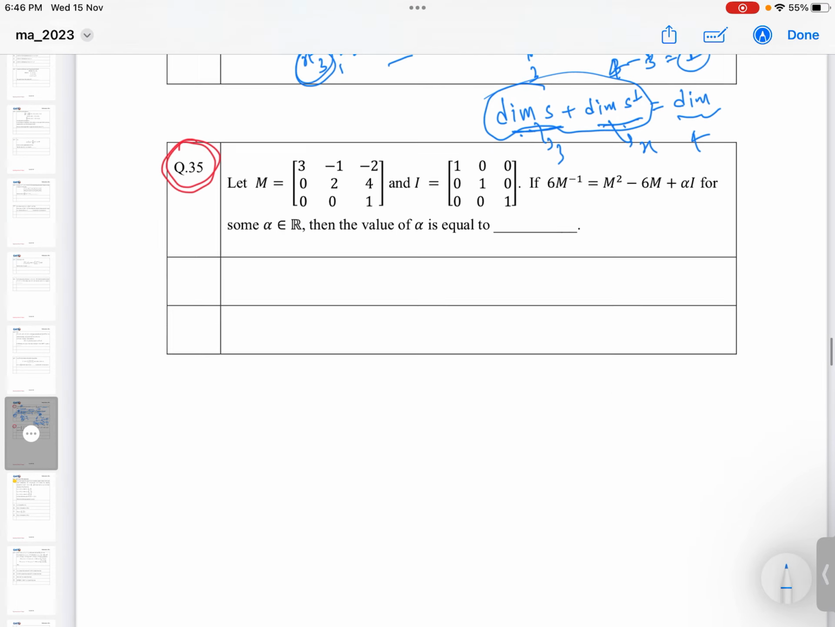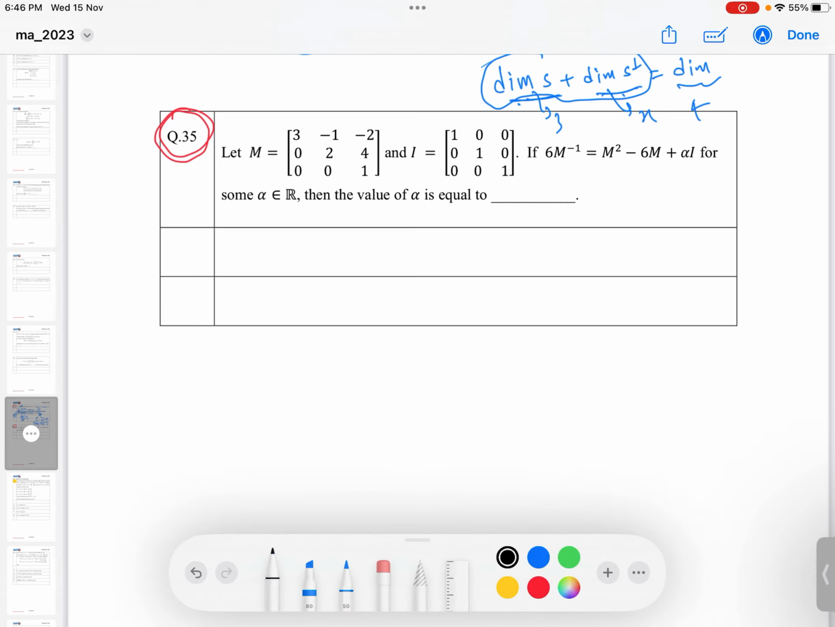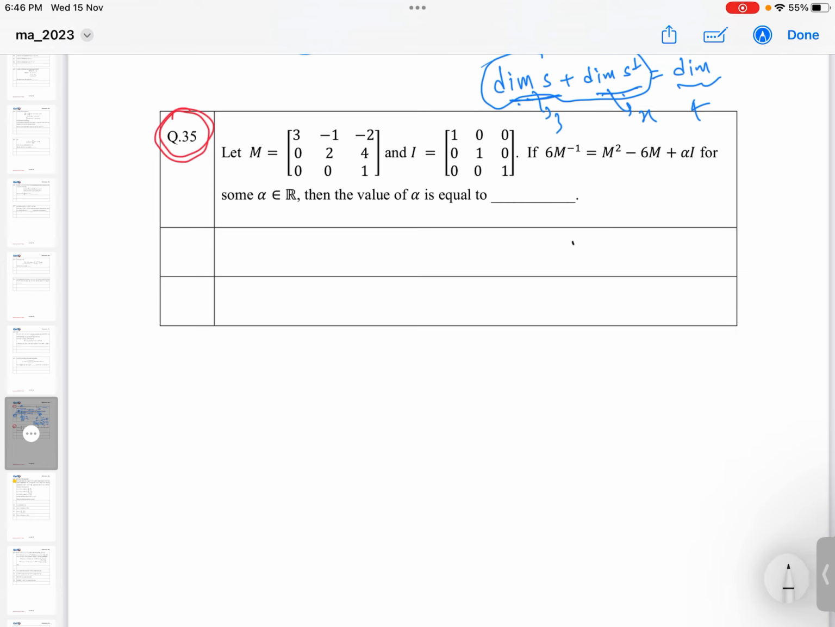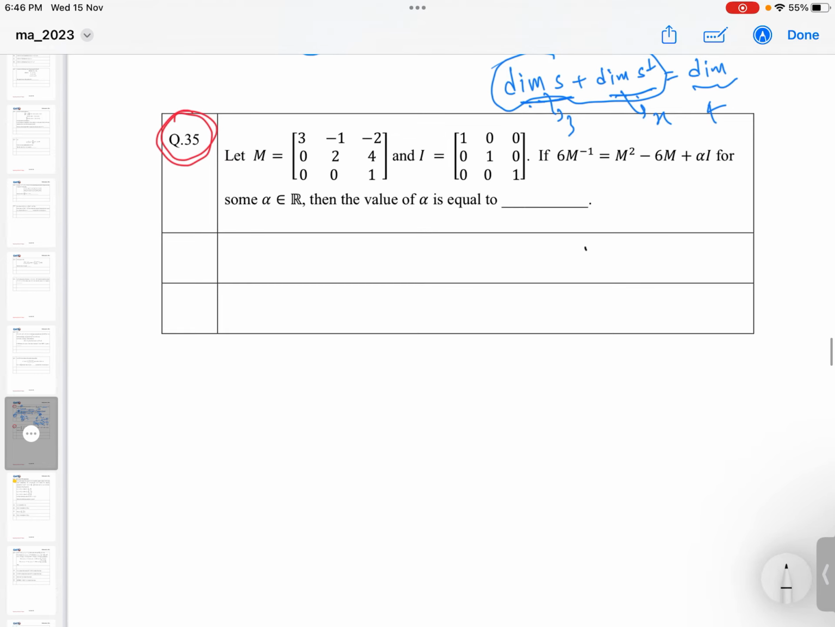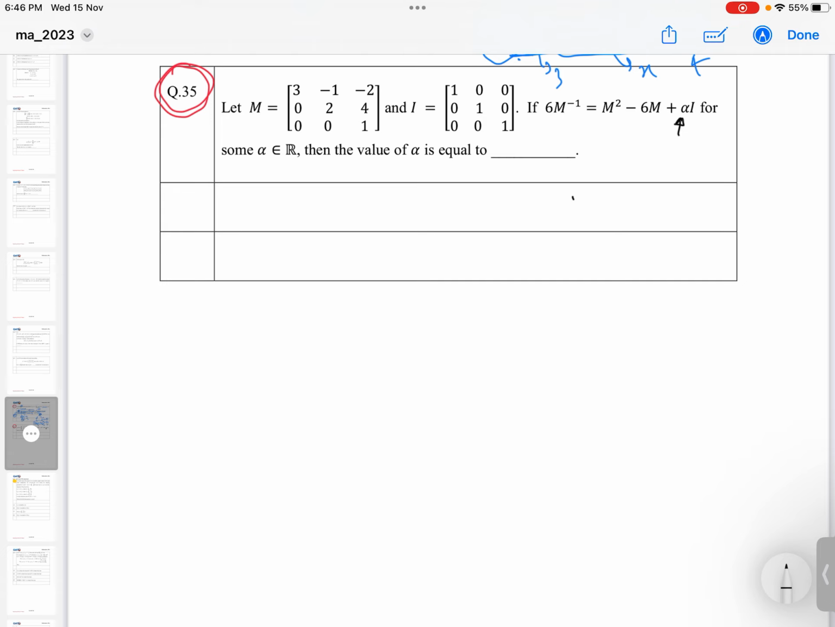Okay, now let's move to question number 35. So question number 35 is an easy one. I think we can use Cayley-Hamilton and easily find the value of alpha. So let's find out. We will simply write the characteristic equation. If you observe, this matrix M is already upper triangular, right? So the characteristic equation is (3 minus lambda)(2 minus lambda)(1 minus lambda) is equal to 0.